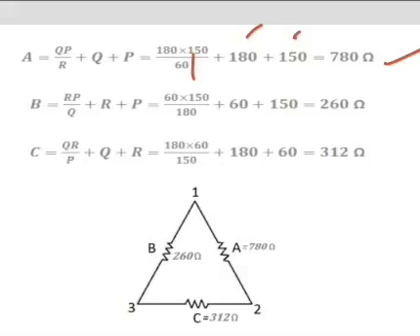The same thing, B equals RP divided by Q plus R plus P, that equals 60 into 150 divided by 180 plus 60 plus 150, that equals 260 ohm. Similarly, C equals QR divided by P plus Q plus R, that equals 180 into 60 divided by 150 plus 180 plus 60. Therefore, that equals 312 ohm.